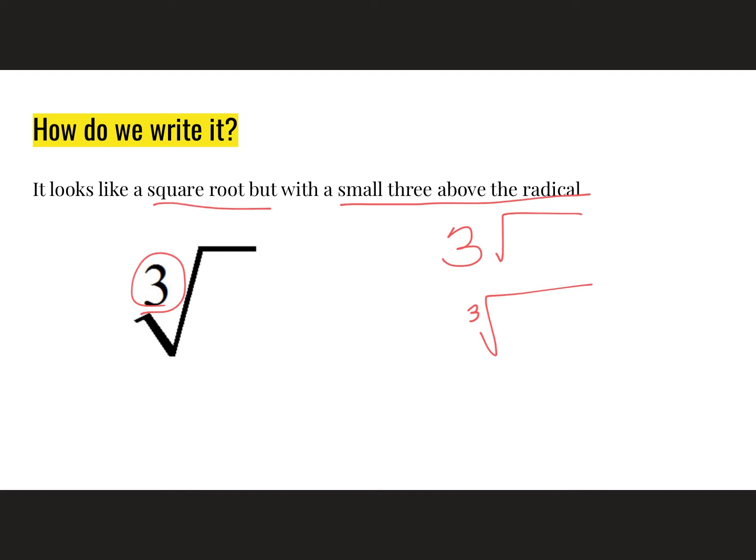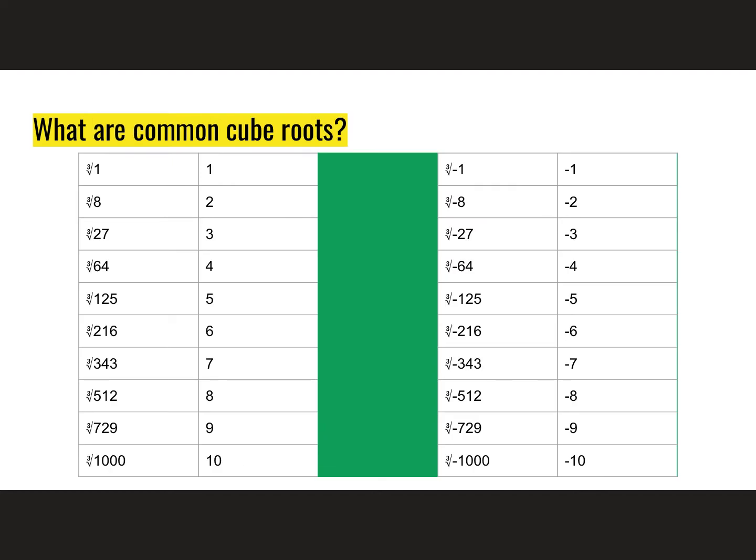Okay? So what are some common cube roots? So you'll see here I have my cube root symbol. Cube root of 1 is 1. Notice I don't have positive and negative 1, because if I had negative 1 times negative 1 times negative 1, it would equal negative 1, because I have 3 negatives. So these only have 1. So you see that over here.